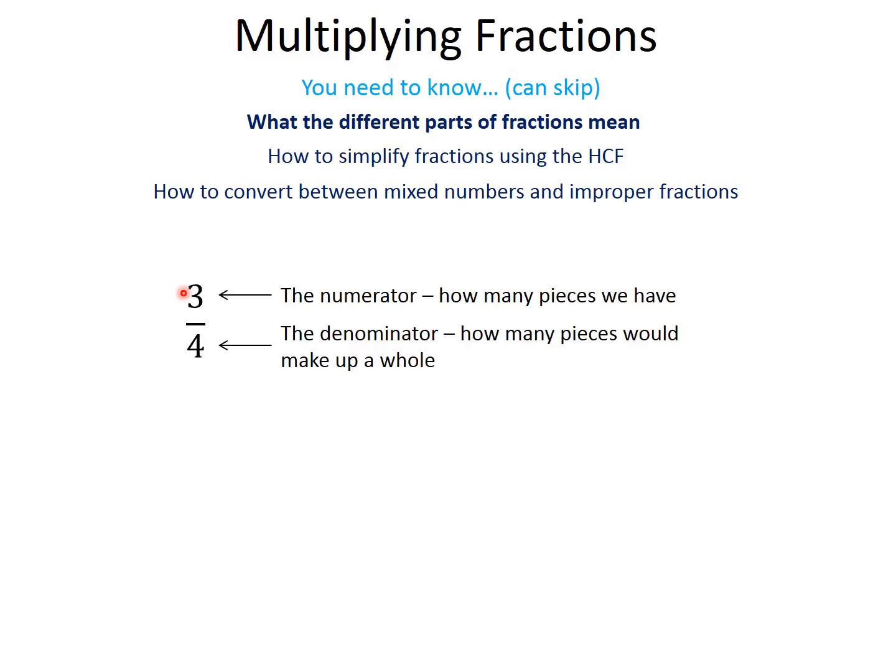The numerator is how many pieces we have. The denominator is how many pieces would make up a whole. Hence, that is the 3/4 there. 4 pieces altogether to make up the whole, only 3 of them shaded in.